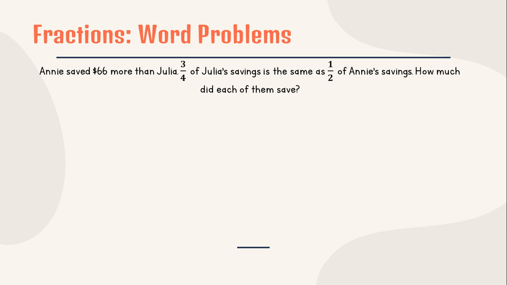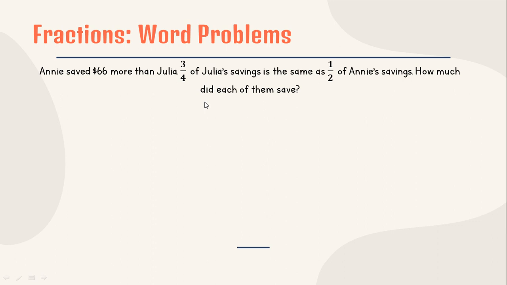Annie saved $66 more than Julia. So who saved more, Annie or Julia? Annie, that's right. 3/4 of Julia's savings. 3/4, not all, not whole, not 4/4, but only 3/4 of Julia's savings is the same as half of Annie's savings. Artinya tabungan Julia, 3/4 tabungan Julia sama dengan setengah tabungan Annie. How much did each of them save?